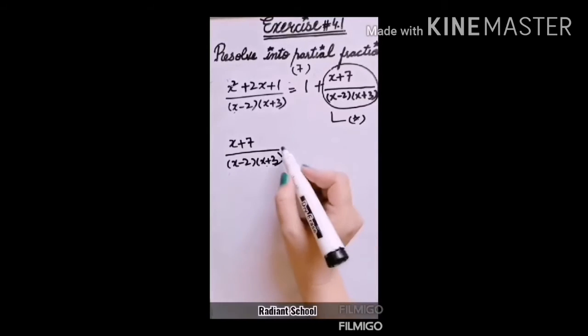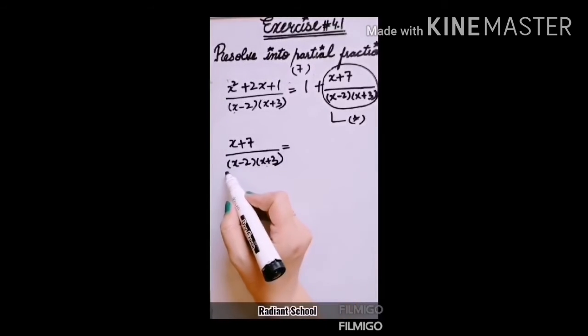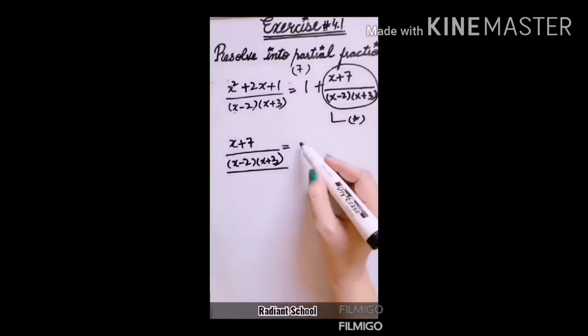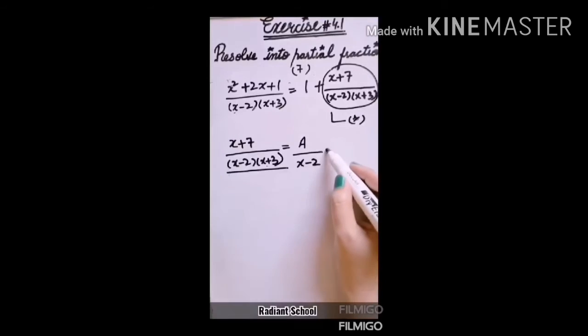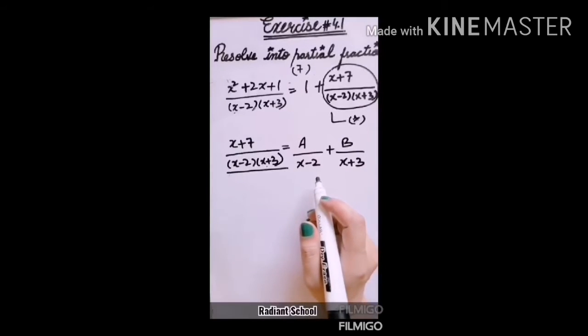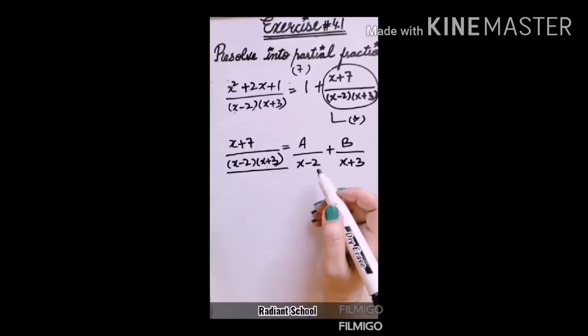Okay, now the steps are the same as you have done in question number 1. If in the denominator all the factors are linear and non-repeated, you will select the constant capital A over the first linear factor, capital B over the second linear factor. What was the first step? First step is that you have to check whether it is a proper fraction or an improper fraction. If it is a proper fraction, you have to move forward.